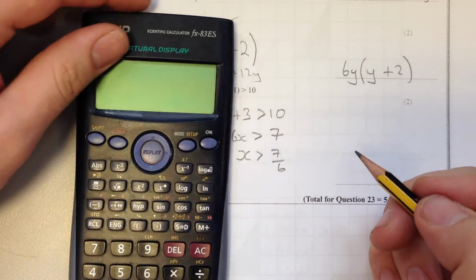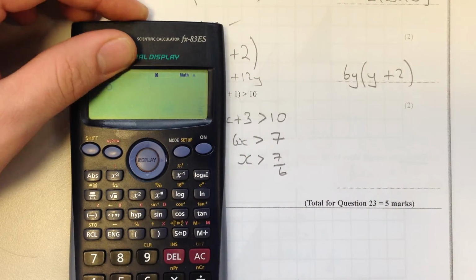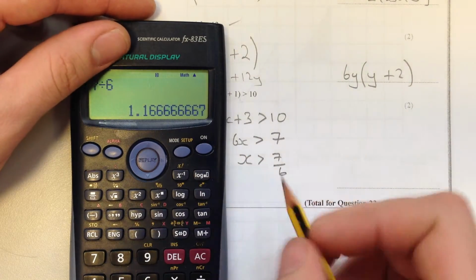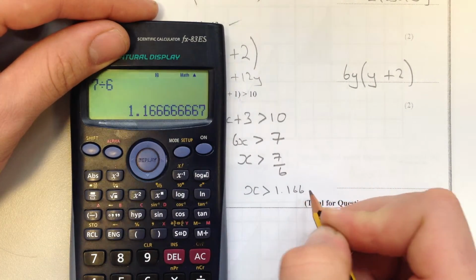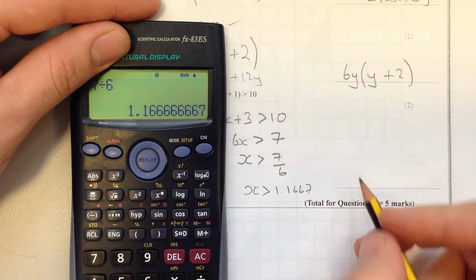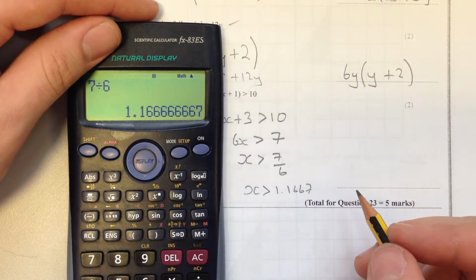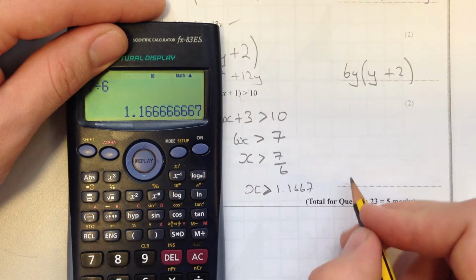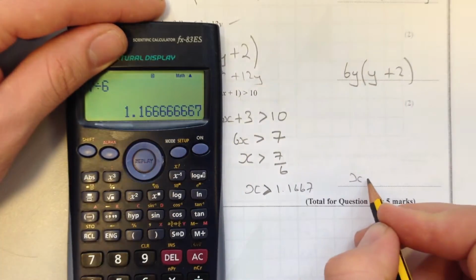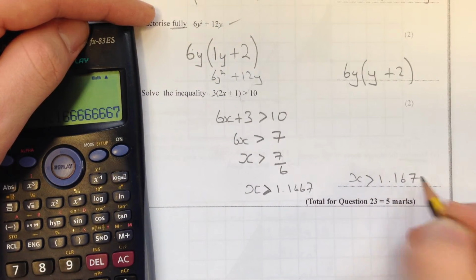Since this is a calculator paper, we can type that in. 7 divided by 6 equals... x is greater than 1.166, going on forever. So, that's our final answer. We were treating it just like an equation, only we're keeping the greater than sign. So x is greater than 1.167.